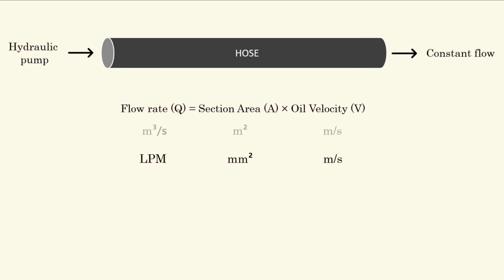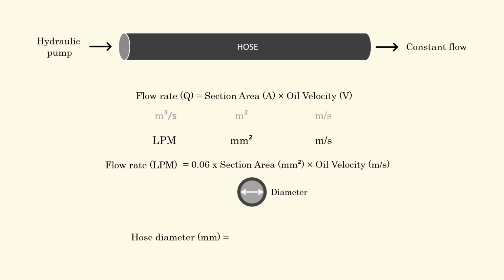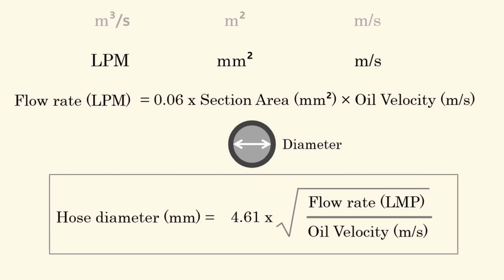After unit conversion, the equation becomes: flow rate in LPM equals 0.06 times area in square meter times velocity in meter per second. And as we are aiming for hose diameter, and since the hoses are circular, we can derive this equation for hose diameter. So hose diameter in millimeter equals 4.61 times the square root of flow rate in LPM divided by oil velocity in meter per second. And this is the single most important equation for hydraulic hose sizing.